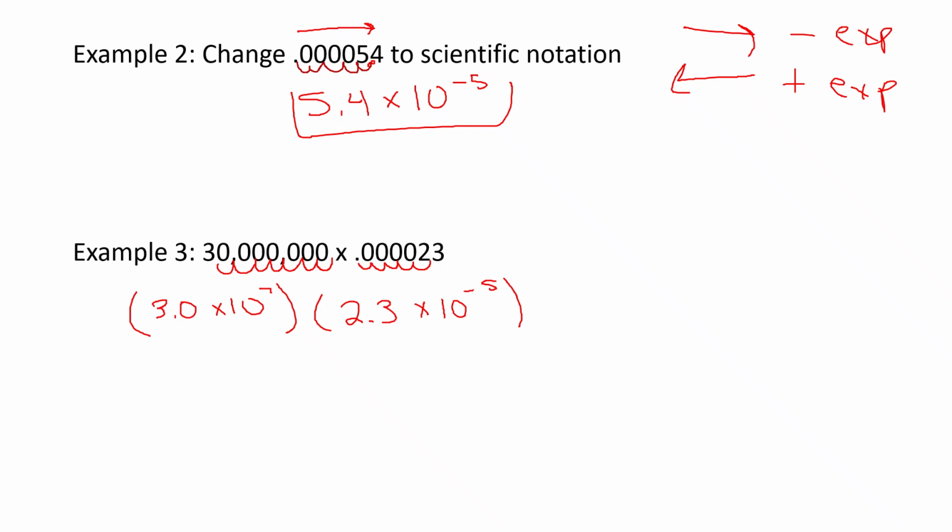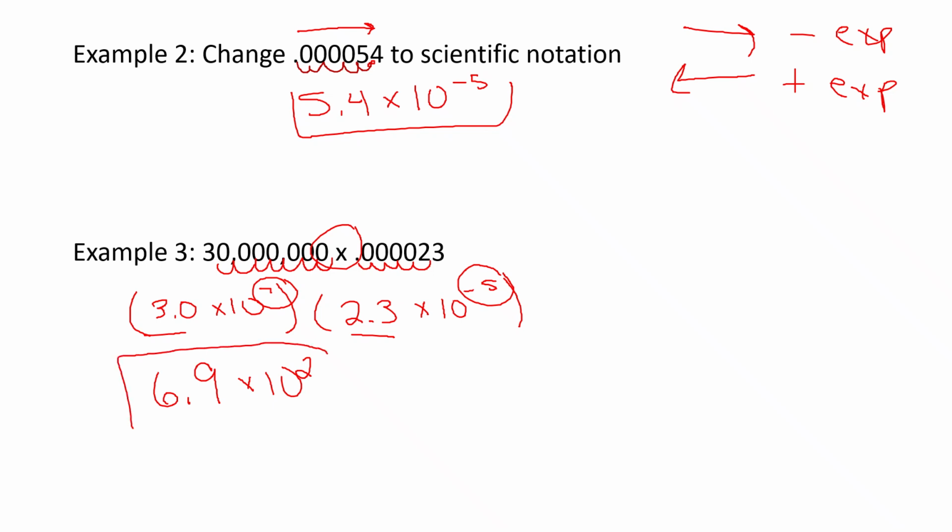So step 1, scientific notation. Step 2, do what it says to the whole numbers. I'm multiplying, so I'm going to multiply 3.0 times 2.3, and what I get is 6.9. And then I'm going to add my exponents. I'm adding them because I'm multiplying. Now you do need to pay attention to your signs here, because what I have is 7 plus -5, which gives me +2.